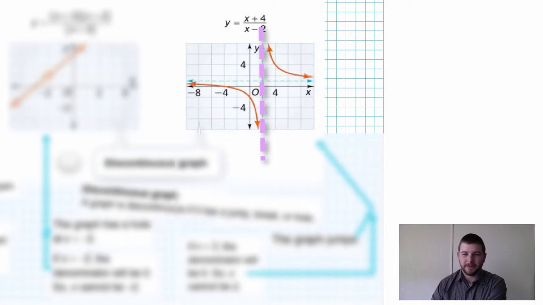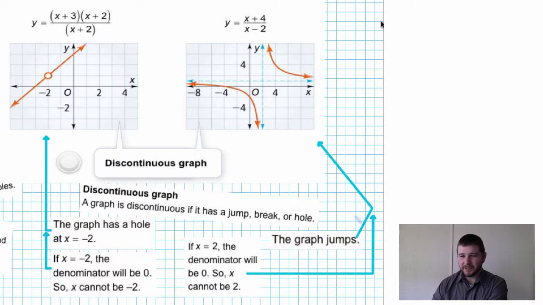And also interesting is the fact that we have a horizontal asymptote here as well. So our graph will continually approach that horizontal line infinitely to the right and to the left, but never actually get to that horizontal value. A quick look at the information at the bottom to make sure I didn't miss anything. The graph jumps. Okay. And if x equals 2, the denominator will be 0, covered. So x cannot be 2.